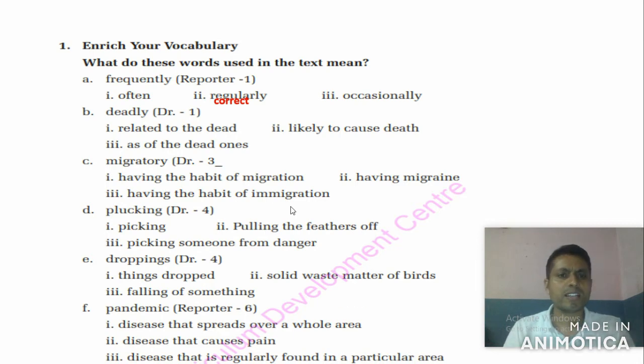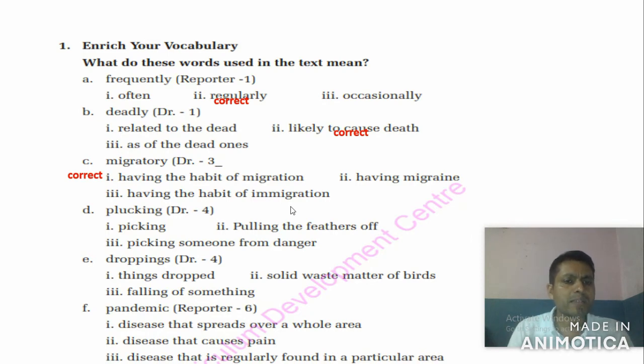Deadly means what? Look here. The correct answer is likely to cause death. That is called deadly. And now look at number C. Migratory refers to what? Having the habit of migration, having migraine, or having the habit of immigration. Look at the answer. The correct answer is number one, having the habit of migration. It is called migratory.